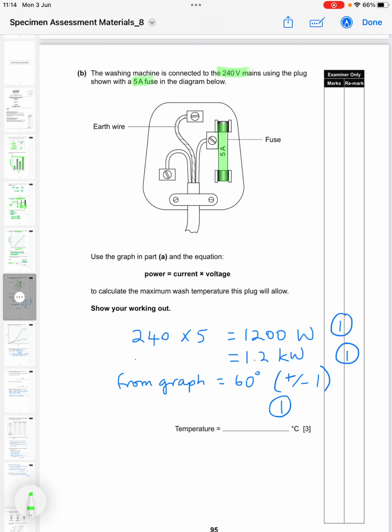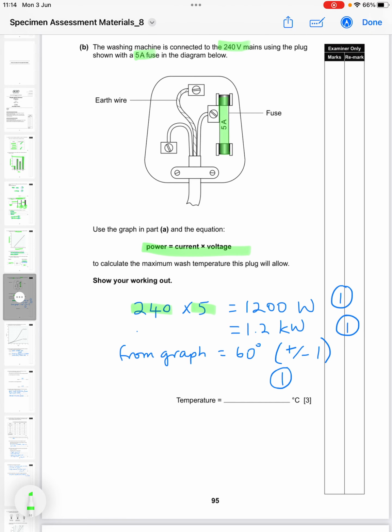And then use the graph in part A and the equation power equals current times voltage to calculate the maximum wash temperature this plug will allow. So first of all, we're using power equals current times voltage. So that is, well, the current is 5, the voltage is 240. I've written it the wrong way around there for that equation, but it does the same job. You get 1200 watts for your answer, or 1.2 kilowatts.